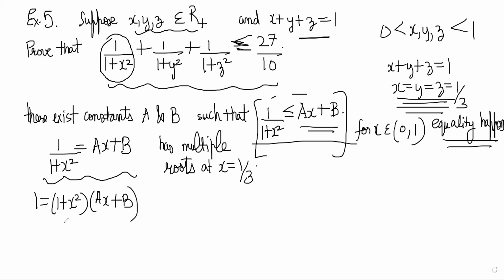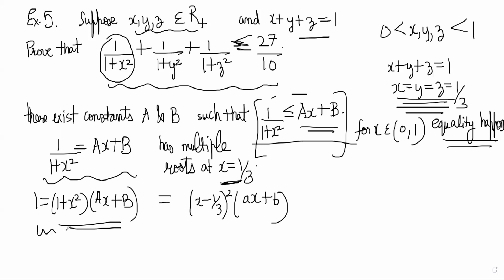And this polynomial, basically we can say that this polynomial should be similar to x minus 1 by 3 whole square and small ax plus b, right? Because this polynomial has multiple roots at x is equal to 1 by 3. Right? You can basically try and compare coefficients, or you don't even need to write it like this.